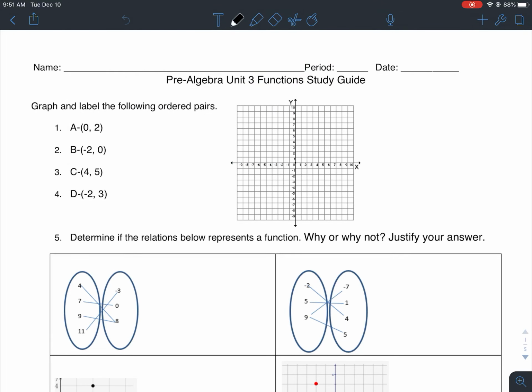Hello, this is going to be a video that's going over your Unit 3 Functions Study Guide. So I'm just going to work through it. The first video is going to be on the first 2 pages, and the second video is going to be on the last 2 pages.